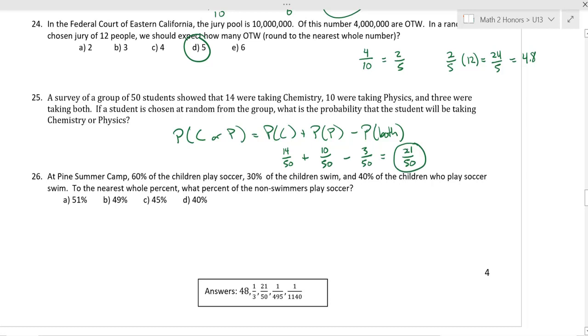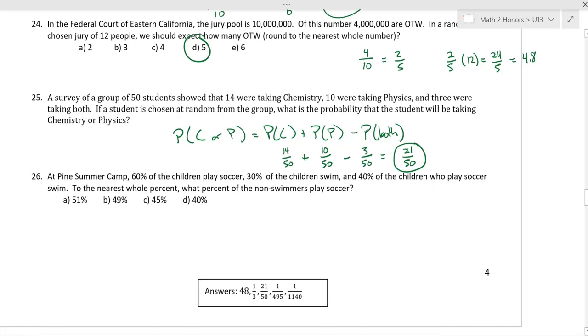And last one for the page. At Pine Summer Camp, 60% of the children play soccer, 30% swim, 40% of the children who play soccer swim, to the nearest whole percent. What percent of non-swimmers play soccer?